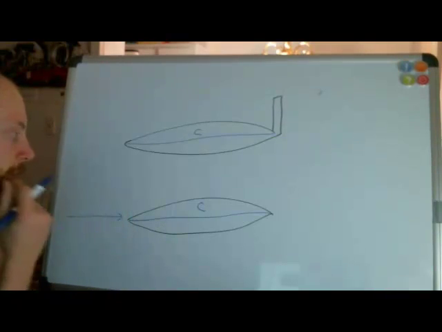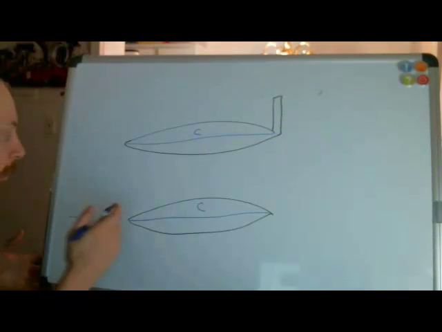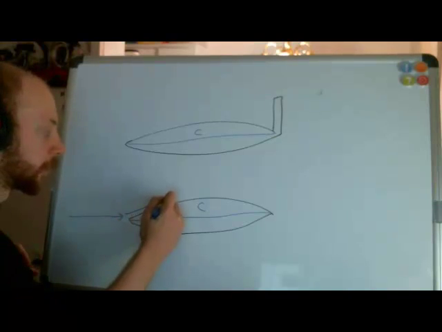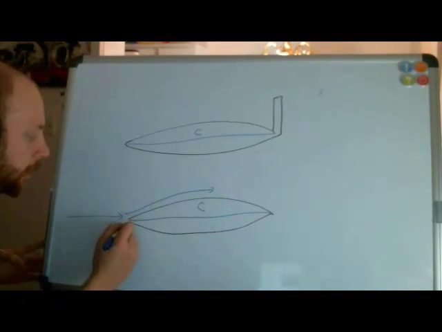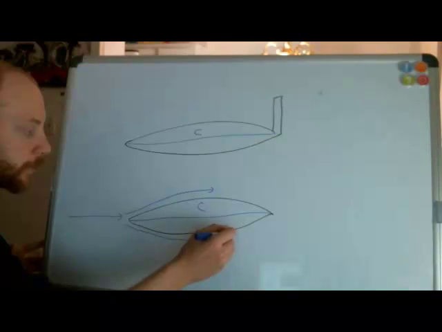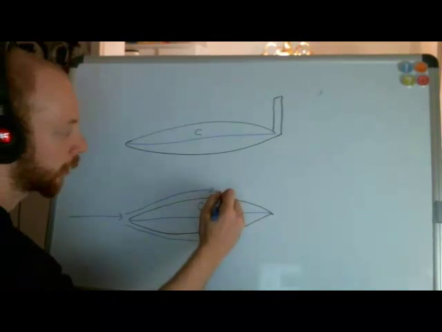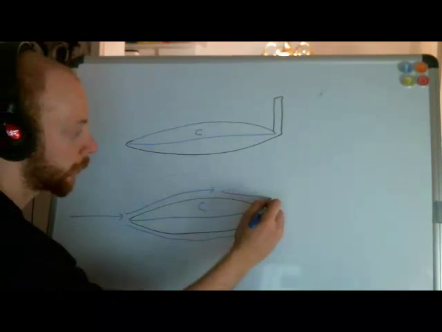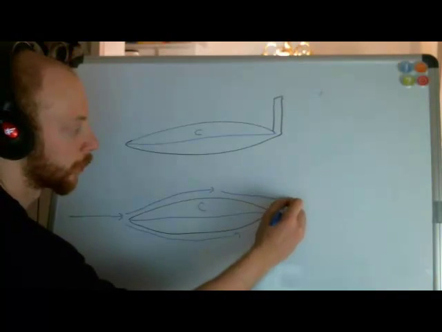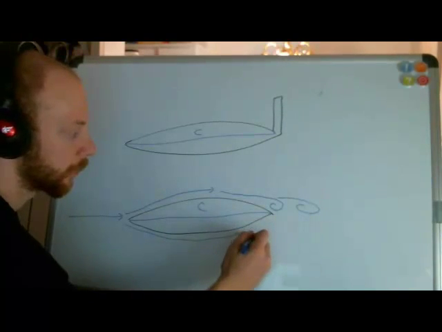So in the case of a wing that doesn't use a Gurney flap, what's going to happen is the air is going to follow the top surface and the bottom surface pretty well. And then near the back, it's going to separate and form something called vortices.